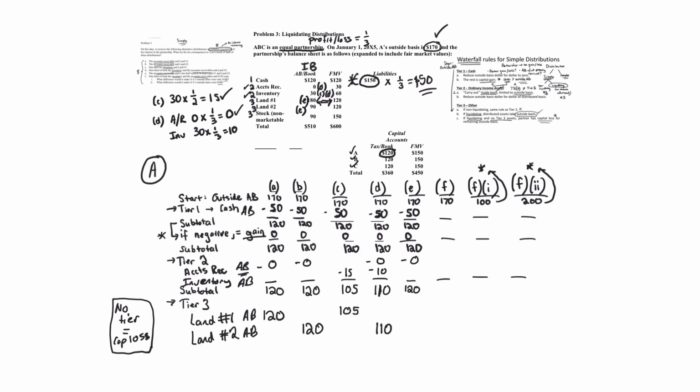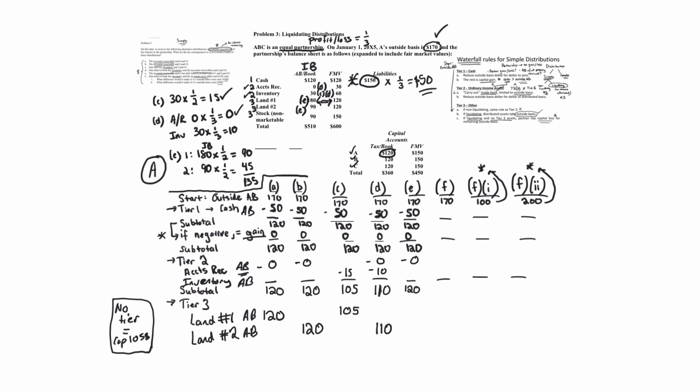So we have a calculation here. For land 1, it's 180. That's the inside basis to the partnership, times 1/2, because that's what A is receiving, is 90. And then for land 2, we've got 90 is the inside basis, times 1/2 is 45. Now guess what? If we add those together, we get 135. Notice we only have 120 to allocate. If we had enough to allocate, we'd allocate it, but we don't.